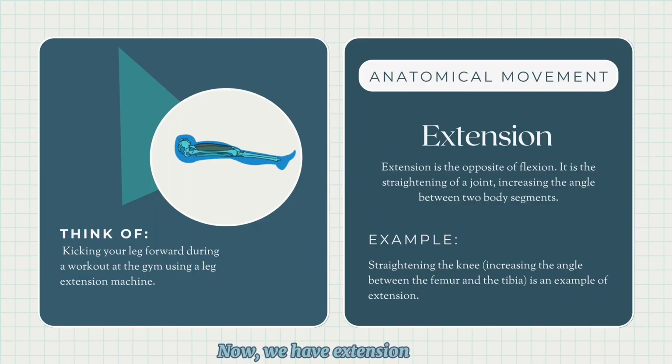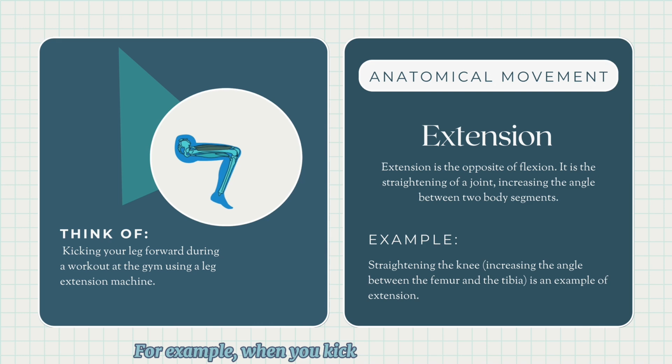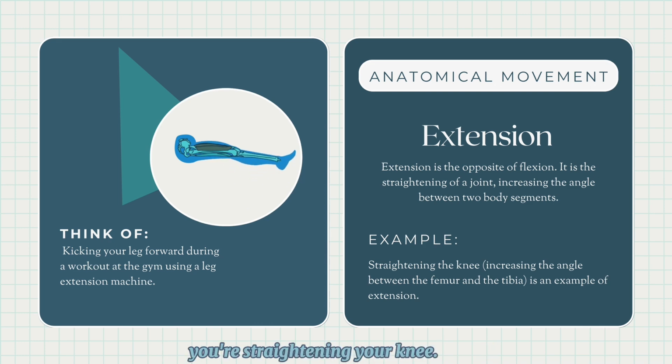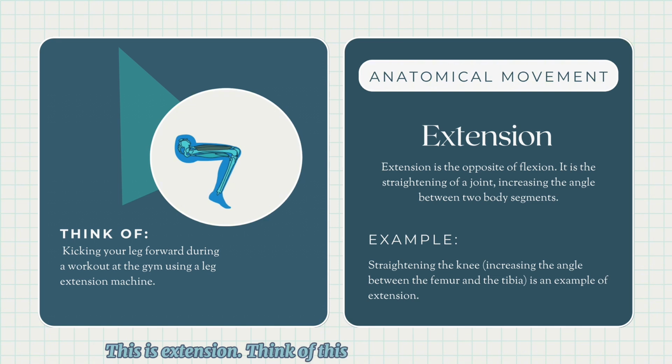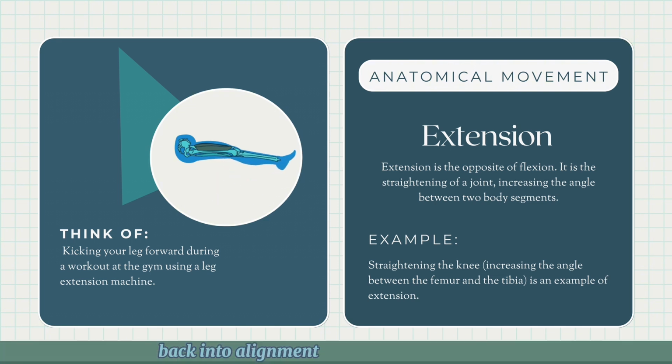Now we have extension, which is simply the opposite of flexion. This is when a joint straightens, and the angle between two bones increases. For example, when you kick your leg forward on a leg extension machine at the gym, you're straightening your knee. This is extension. Think of this as unfolding the joint back into alignment.